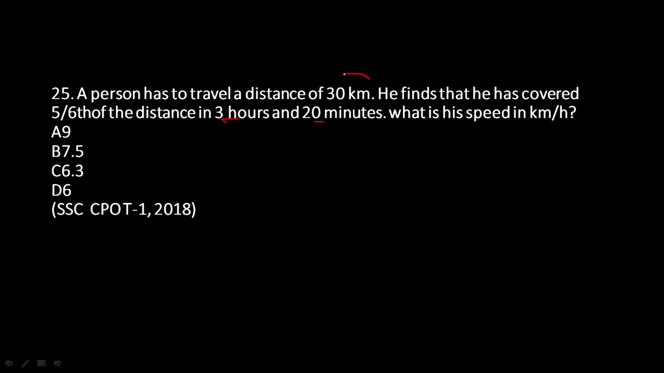So what's the total distance? Total distance is 30 km, and he has covered 5/6 of it. 5/6 of 30 km is 25. 6 5s are 30, so 5 5s are 25 km. Clear? So it says he covered this distance in 3 hours and 20 minutes. What is his speed? So it will be 25 upon 3 hours 20 minutes.